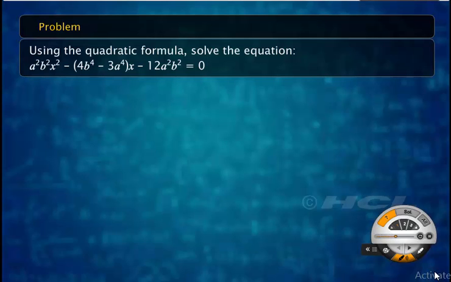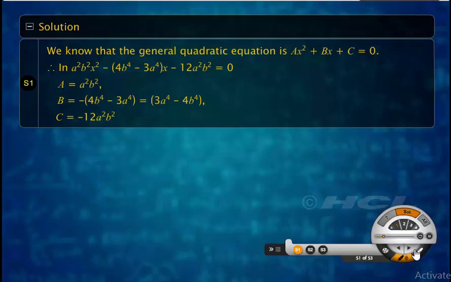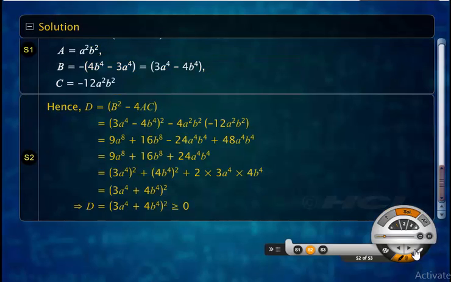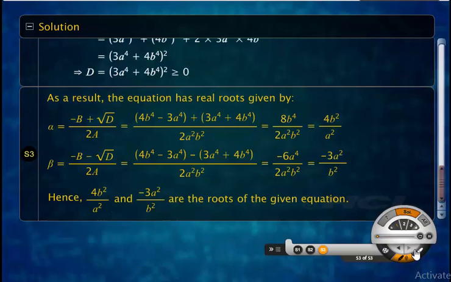Solve the given equation using the quadratic formula. Comparing the given equation to a general quadratic equation ax squared plus bx plus c equals 0, the values of a, b, and c can be written as shown. Now, compute the discriminant D equal to b squared minus 4ac. The discriminant, being the whole square of a quantity, is non-negative. Using the quadratic formula, the roots of the given quadratic equation are calculated.